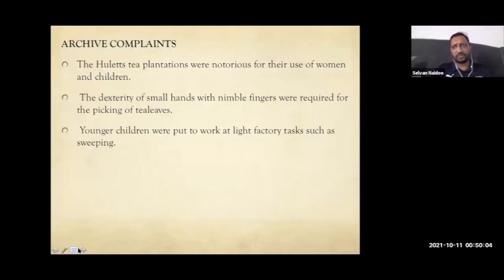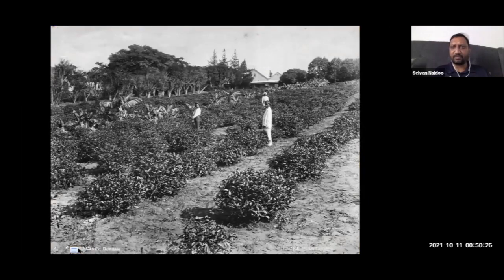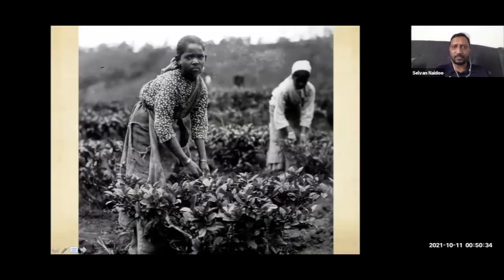The Hewlett's factory out in northern Natal, close to Stanger and Kearsney, were notorious for the use of children. And because of the tea plantations, they needed dexterity of small hands and nimble fingers, which were required for picking tea leaves. Younger children were also put to work in light factory tasks, such as sweeping and so on. Here are perfect examples of children heavily involved in the system, or the mechanism, of labor provision. A haunting picture of a young girl working in the Hewlett's tea plantations out in Stanger, north of Durban.